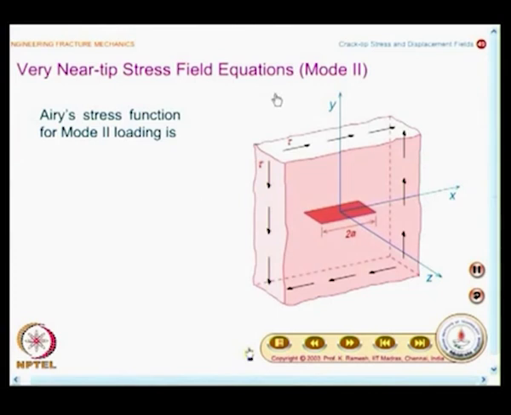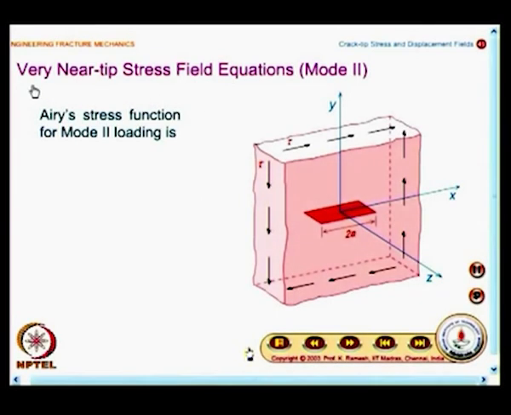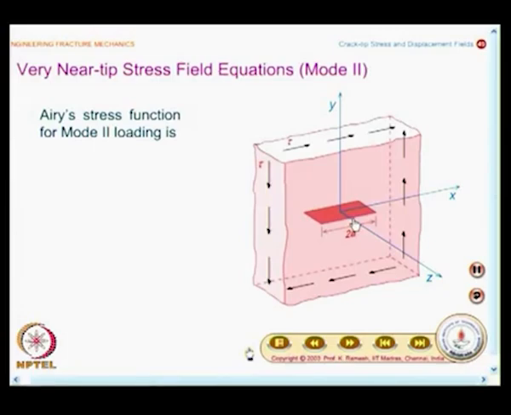And you know, our focus is very clear. We are going to evaluate very near tip stress field equations, and you have a picture shown here, where you have shear stresses on the boundary. It is an in plane shear stress, and what is depicted here is we are talking about a through the thickness crack. The crack is present for the entire thickness of the body.